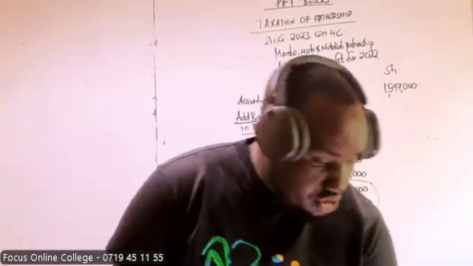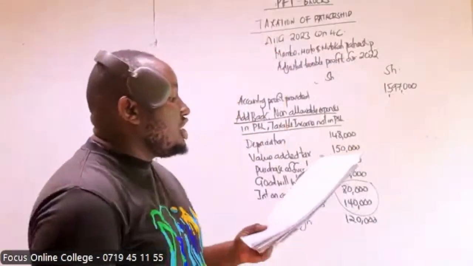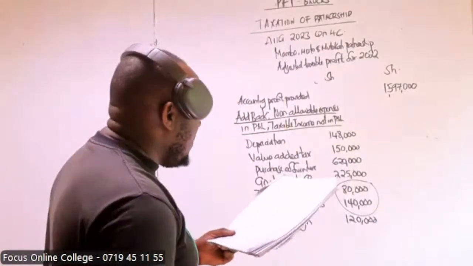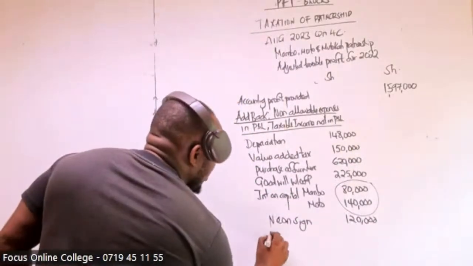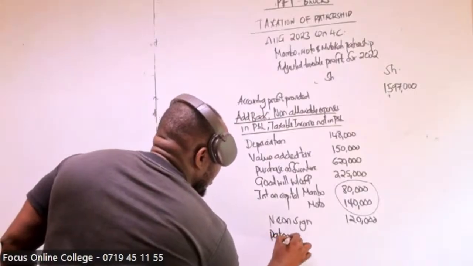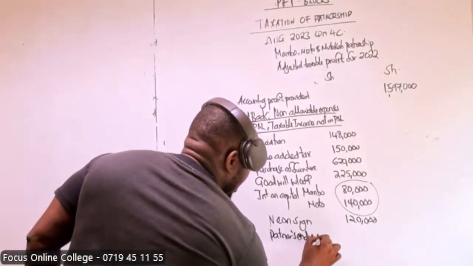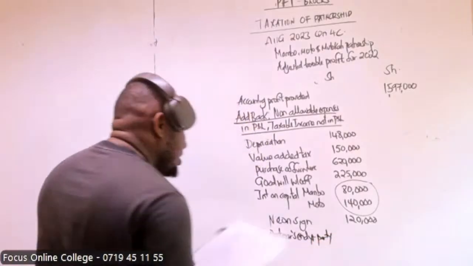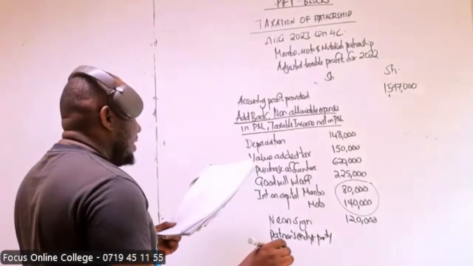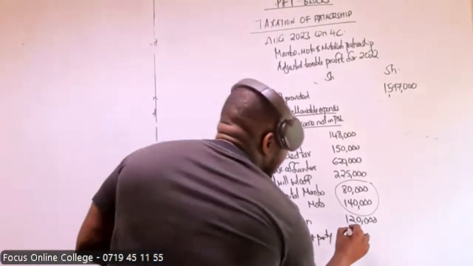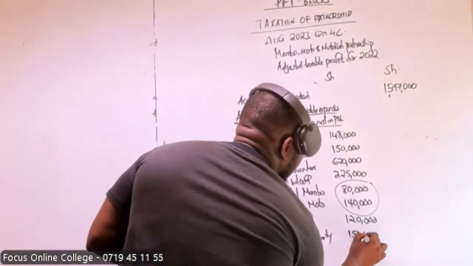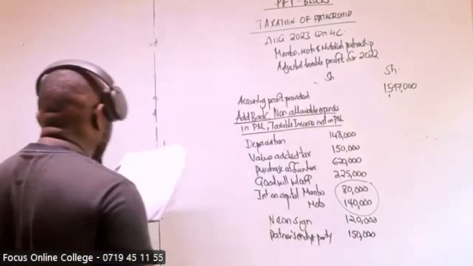So then we proceed to the next additional information on general expenses. We have partners' year party. For the partners' year party, the figure again is 150.